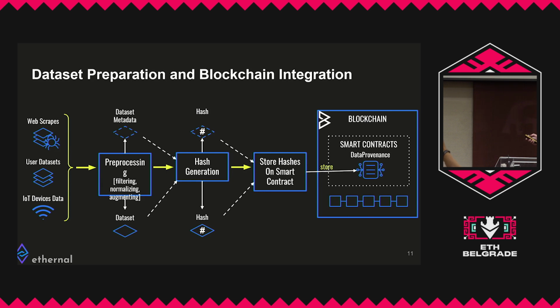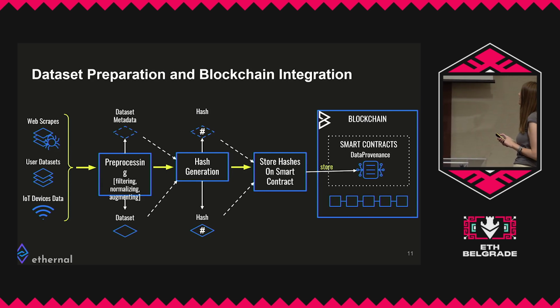In this figure, we can see what the dataset preparation process looks like and what is added on top of it to integrate blockchain. At the beginning, we have inputs. These inputs are usually taken from the internet, as web scrapes. Then we have user datasets or, for example, data taken from IoT devices. This data comes in different formats, and what we have to do is pre-process these inputs. As a result, we get dataset metadata and a dataset. The dataset is pre-processed, with filtering, normalizing, and augmenting.